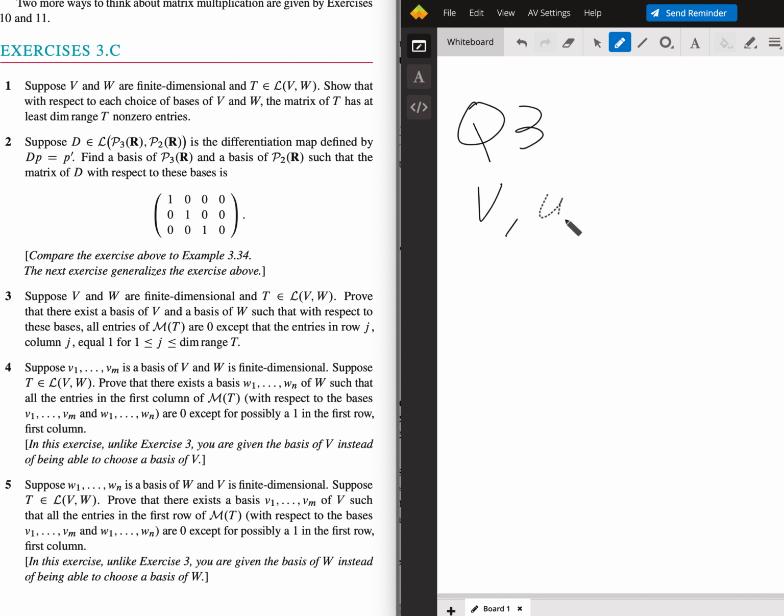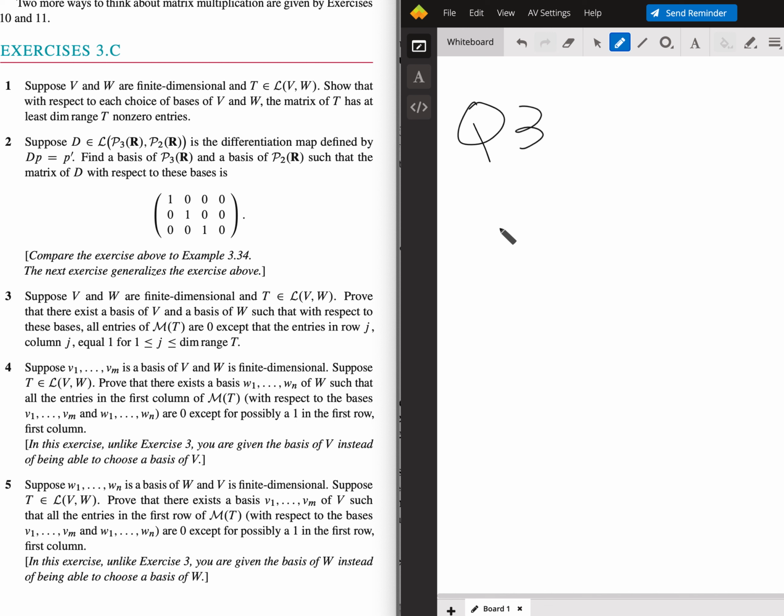Let's go straight to question 3. Suppose V and W are finite dimensional and T is a linear mapping from V to W. Prove there exists a basis of V and W such that with respect to these bases, all entries of the matrix of the linear transformation are 0 except the diagonal entries. And so basically the main diagonal up to a certain point, and then it's just all zeros everywhere, right?